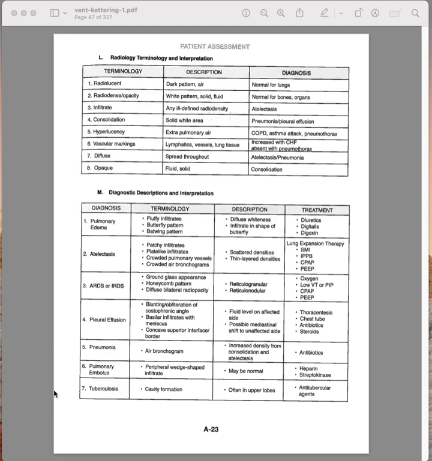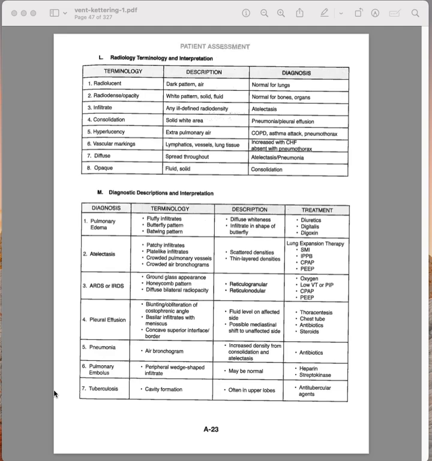Diagnosis: atelectasis. Terminology would be patchy infiltrates, plate-like infiltrates, crowded pulmonary vessels, crowded air bronchogram. Description would be scattered density, thin layered density. Treatment would be lung expansion therapy, SMI, IPPB, CPAP, or PEEP.